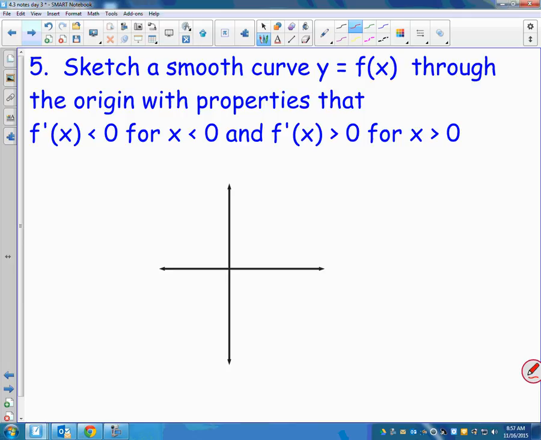It says sketch a smooth curve through the origin, so that's really important, that has these properties. So f prime of x is less than 0 when x is less than 0, and f prime of x is greater than 0 when x is greater than 0. So it's just kind of asking you, 1, can you read this notation? And 2, do you know what it's telling me about the graph if they're telling me stuff about the derivative? So, does somebody want to come up here and draw this? I know you do. I'll do the first part.